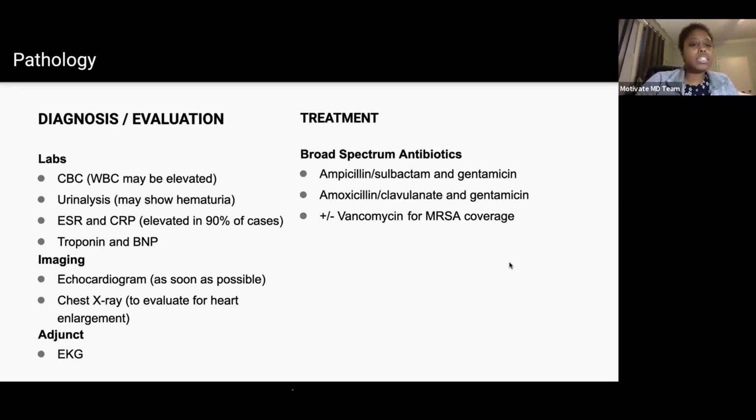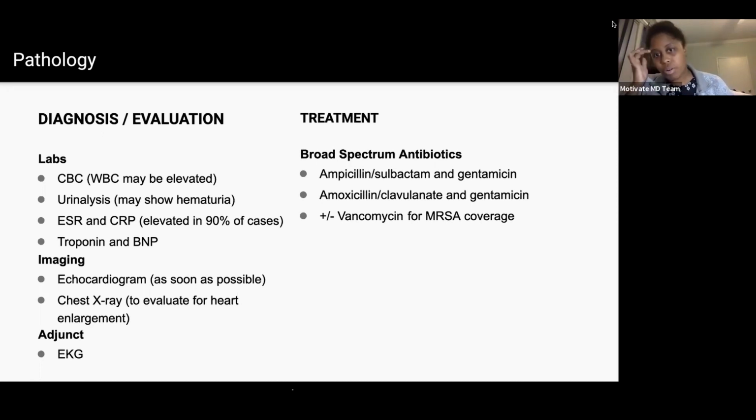And then adjunct diagnoses, I always like to get an EKG on patients who are having heart problems, just because you never know what you'll find, such as that prolonged QT that we talked about earlier, or even sometimes you can see that people who have endocarditis have heart attacks. And so you'll want to make sure that there's no evidence of a heart attack on EKG.